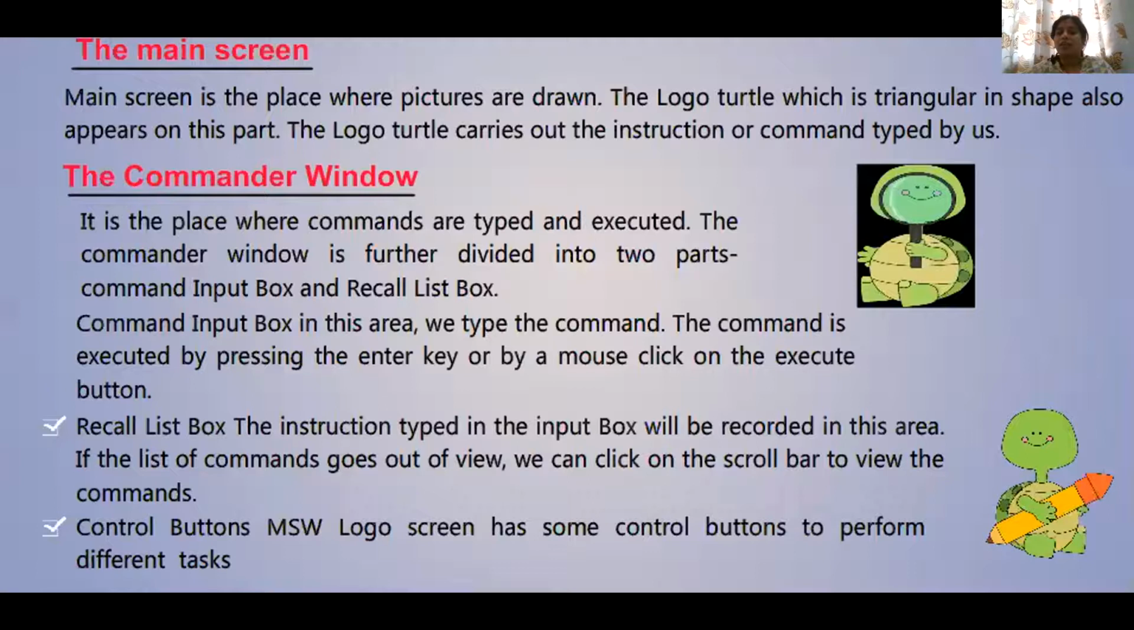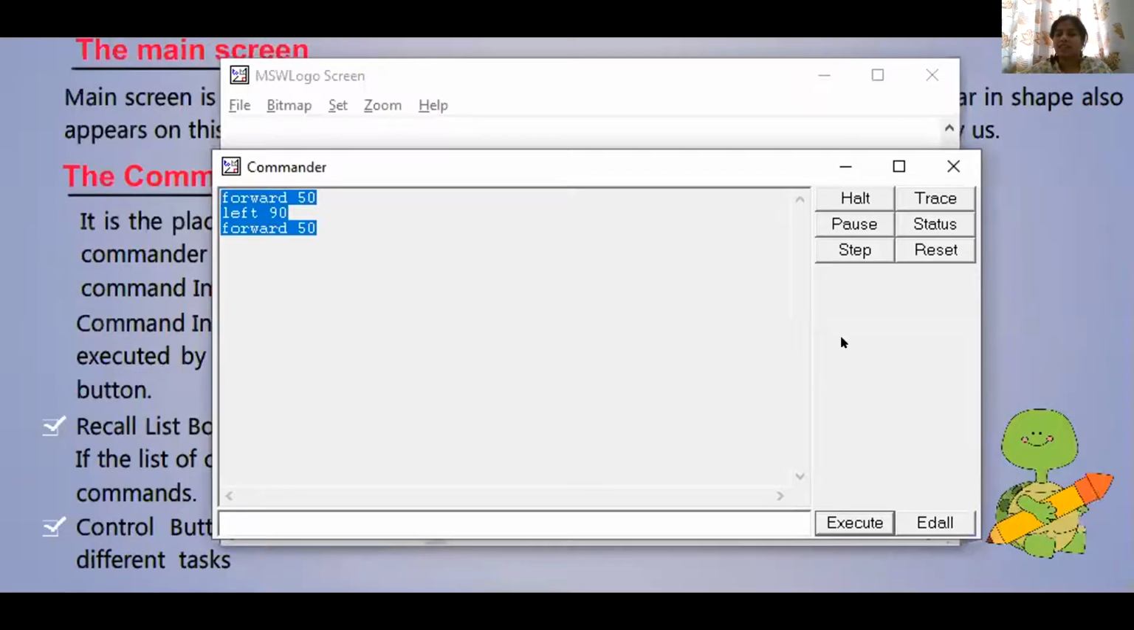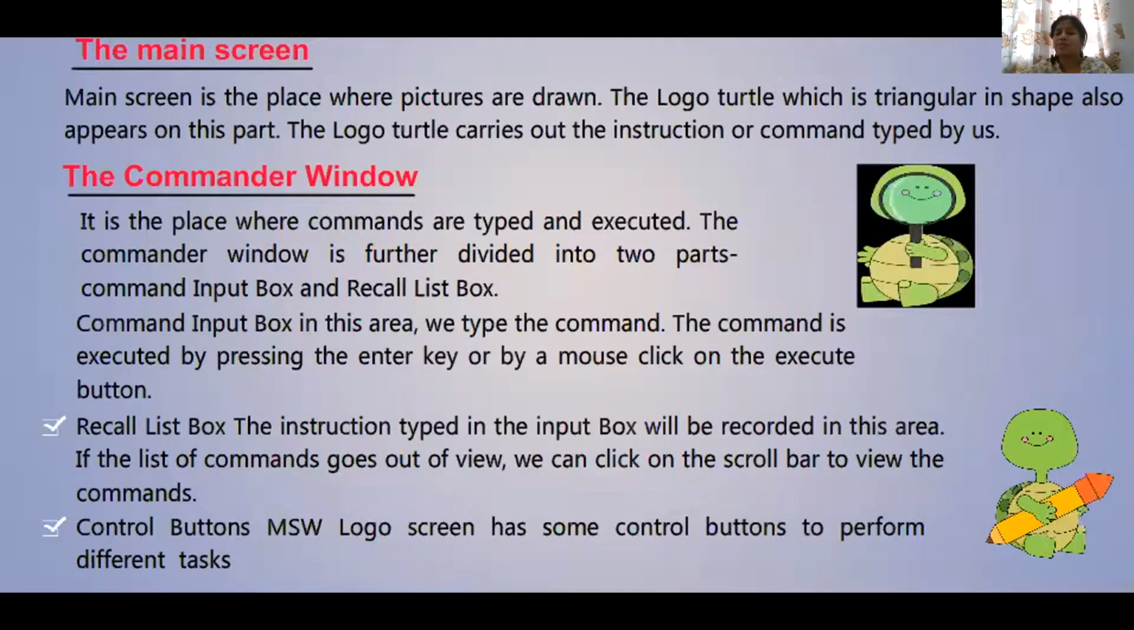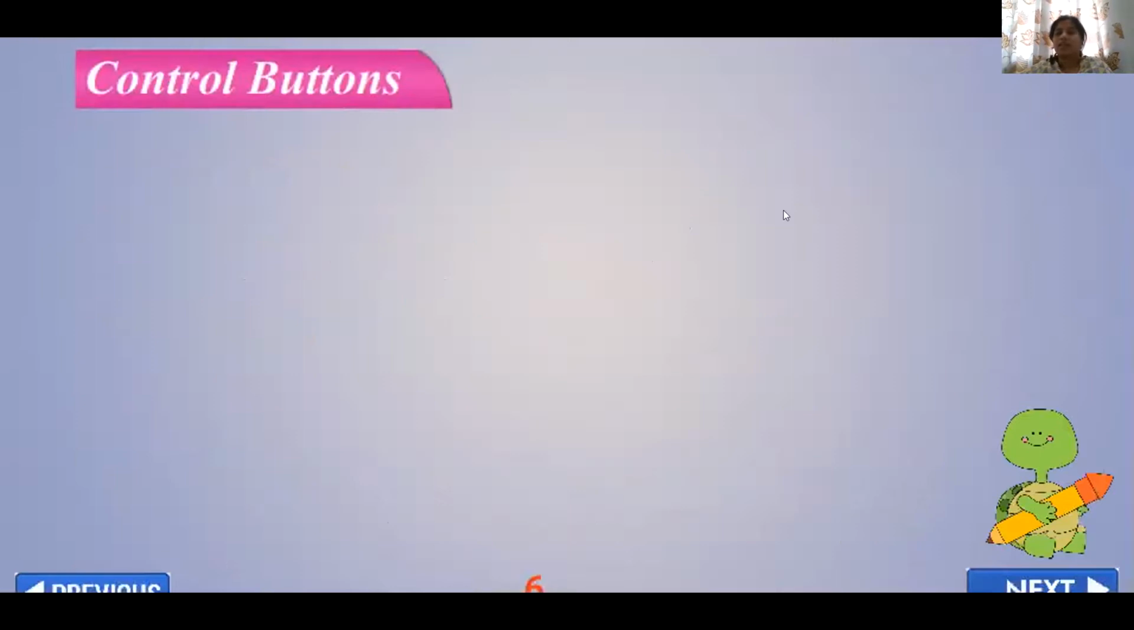Control buttons. The MSW Logo screen has some control buttons to perform different tasks. Sorry. Can you see here? These are the control buttons: halt, pause, step, trace, status, reset. All these are the control buttons which we use to perform different things. Let's see these control buttons one by one.